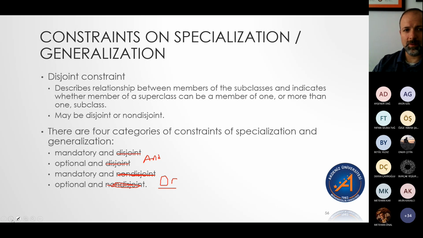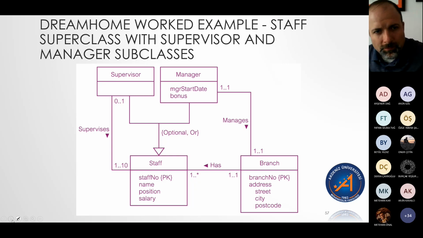Okay. So there's 4 different possible ways that we can combine this. We could have optional and, mandatory and, optional or, and mandatory or. So let's look at a couple of examples of how this works out.